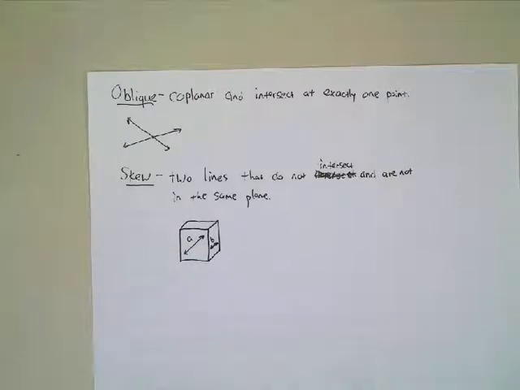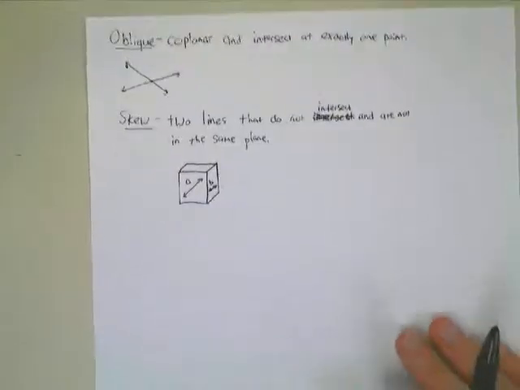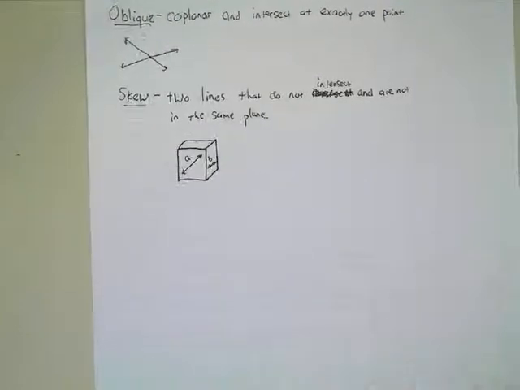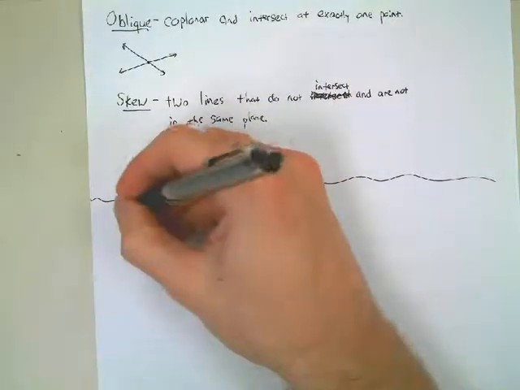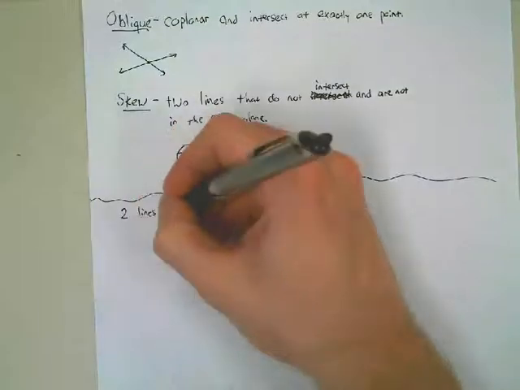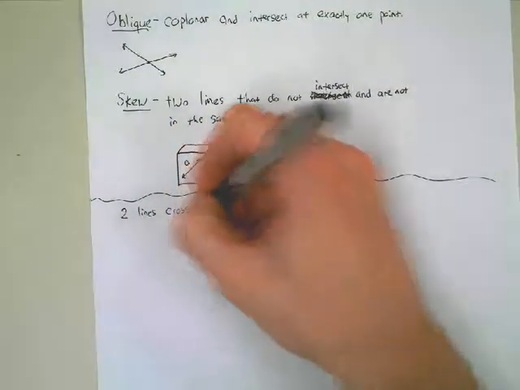Okay. And the last thing I want to talk about will be some special angle pairs that happen when we have two lines crossed by a transversal. Okay, so that's skew. So any questions up to this point? Oblique, skew, parallel, perpendicular. We're all good there. All right. So the last little thing I want to do for us here is draw two lines crossed by a transversal.